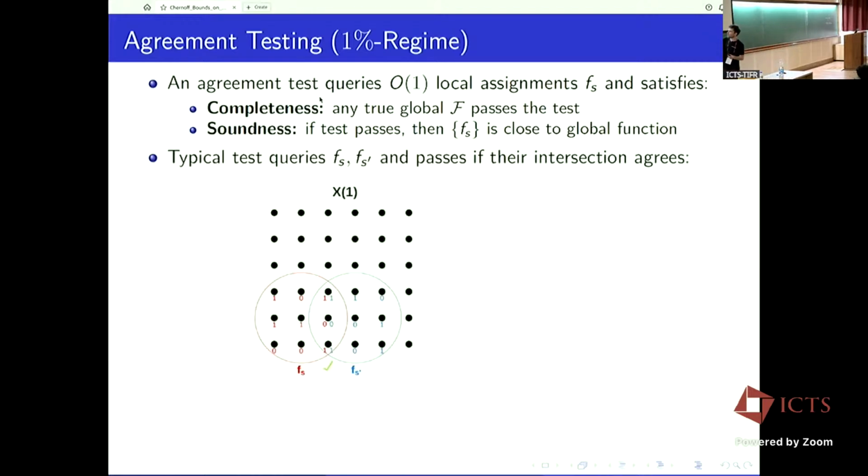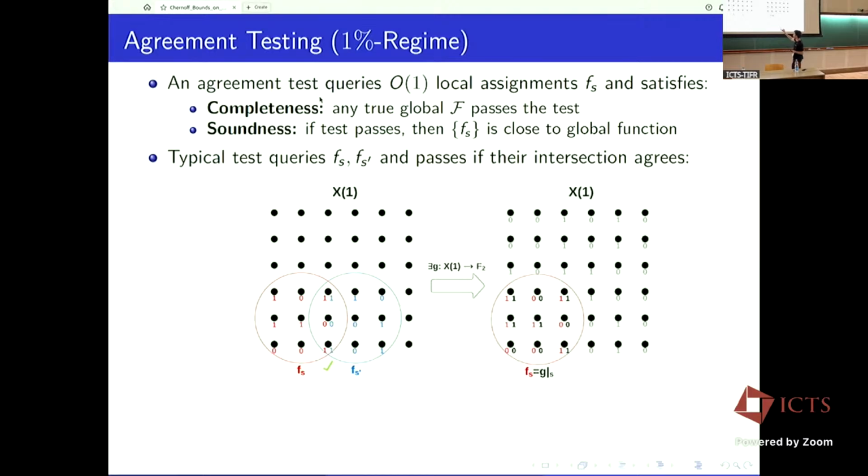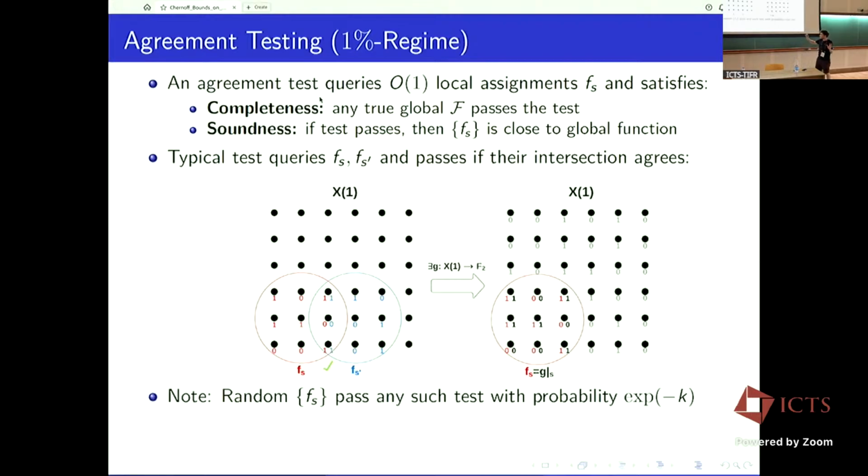Okay, so what do these typical tests look like? I usually just query maybe 2 or 3 sets that intersect. I check their intersection, and if they agree, then I accept. I want to show that if a random pair that intersects agrees, this implies the existence of some global function. What's the best thing you could possibly hope to prove?